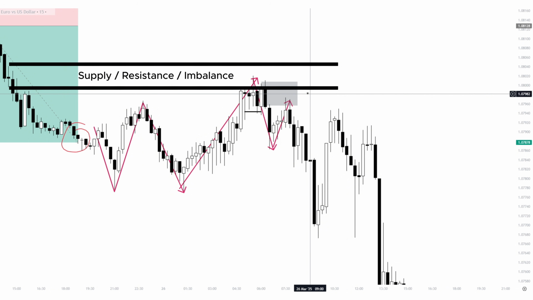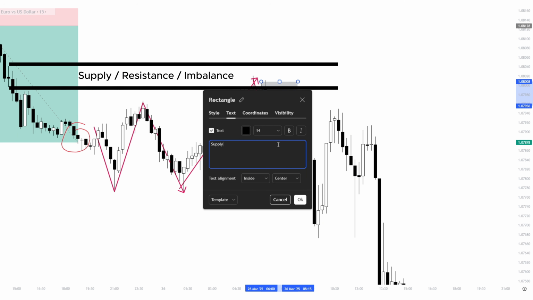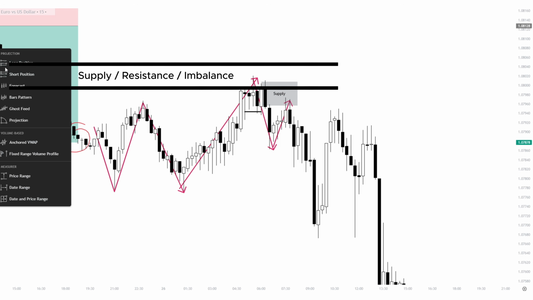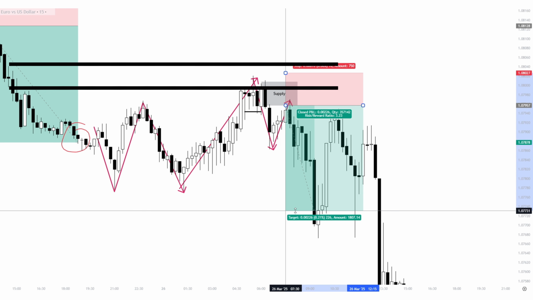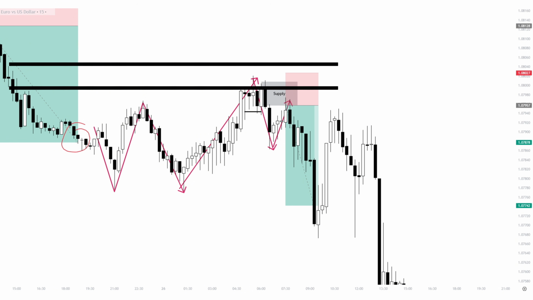So supply zones are still working, the pullback essentially filling the supply and rejecting down from it into a simple winning trade. This type of trade setup I've shown many times on my channel on dozens of charts.